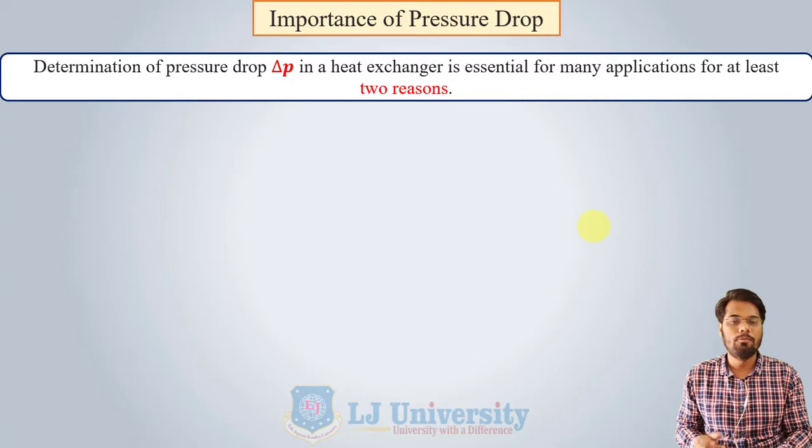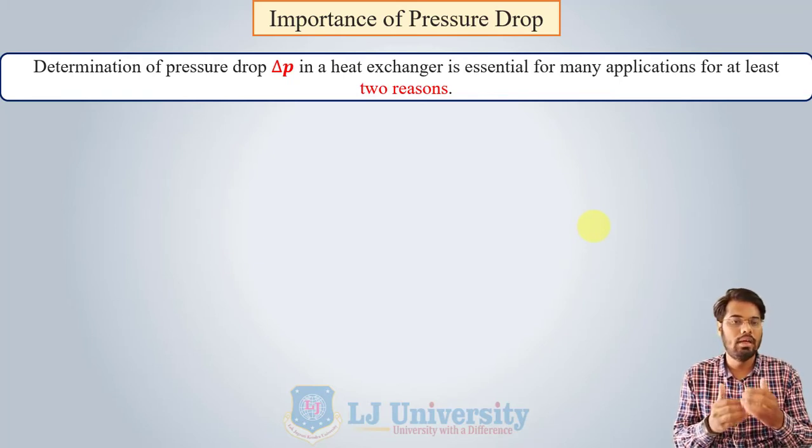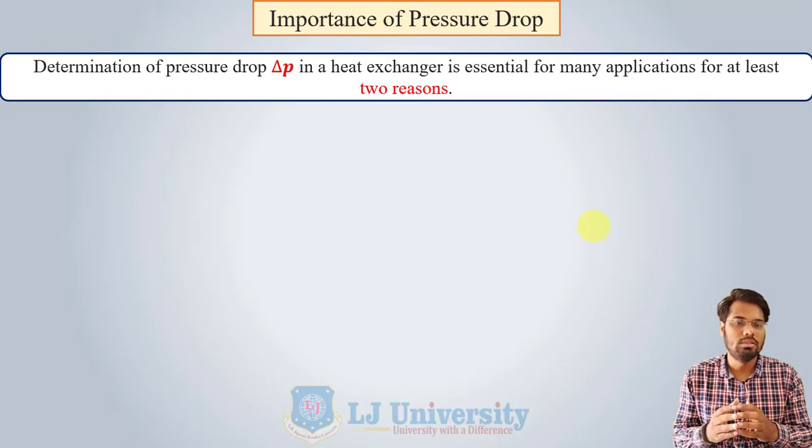What is the importance of pressure drop? Why do we need to understand the equation of pressure drop? In any heat exchanger, we know that the pressure drop is directly proportional to the power supply. So as the pressure drop is higher, the power required for pumping the fluid becomes much higher, and indirectly it increases the final total cost. So determination of pressure drop in a heat exchanger is most important.